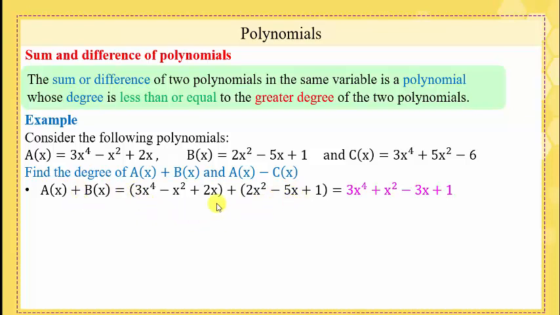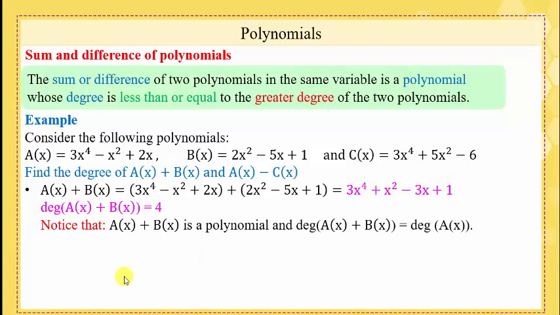Here we can remove the parentheses directly without changing any sign since we have plus. And then, after we remove the parentheses, we reduce like monomials to get 3x^4 + x^2 - 3x + 1. The degree of A(x) + B(x) equals 4, which is the greatest degree. Notice that A(x) + B(x) is a polynomial and the degree of A(x) + B(x) equals the degree of A(x).